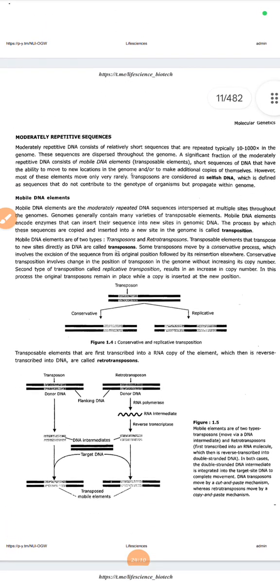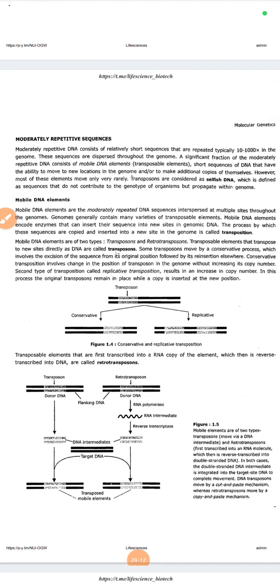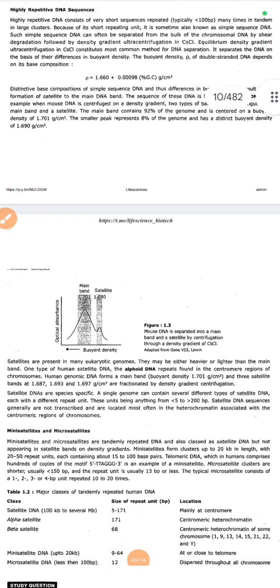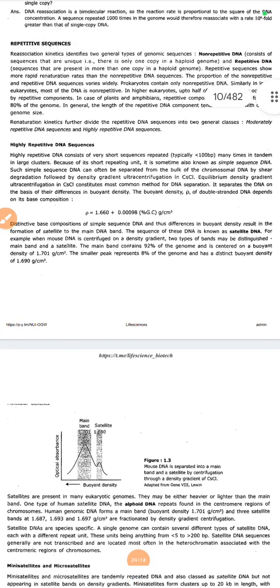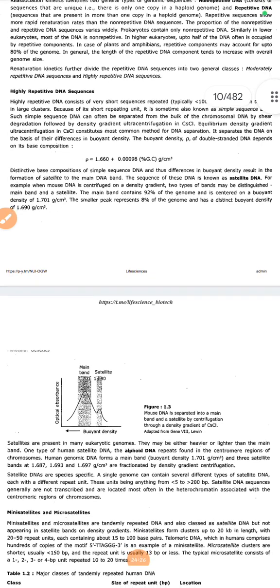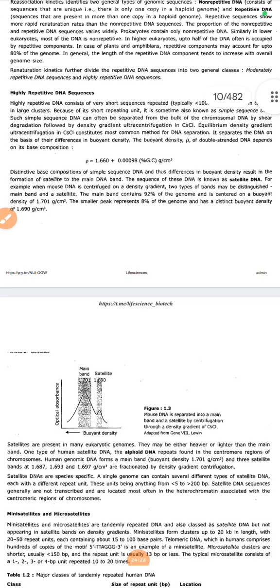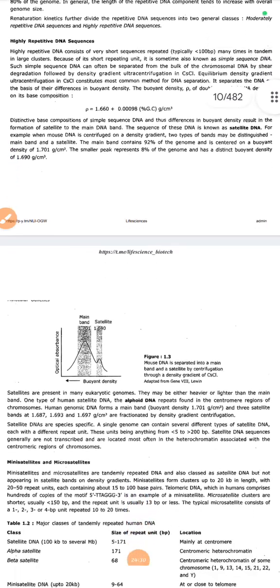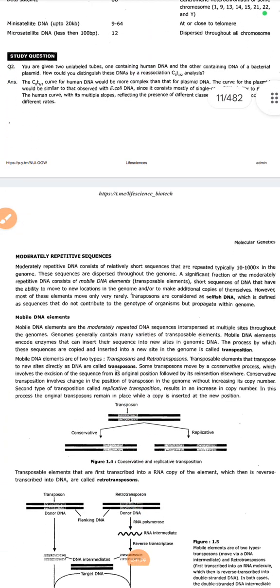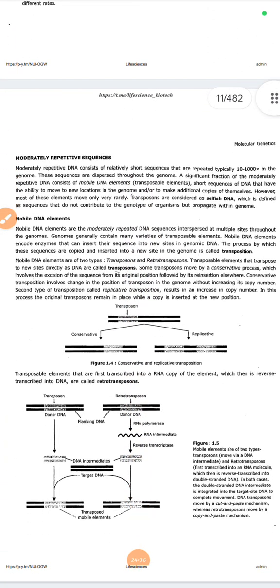So that was highly repetitive. If we revise what we studied in highly repetitive, we studied about satellites. So in repetitive structure, it is moderate or high repetitive. In high repetitive, we studied about satellites. Next is moderately repeated sequences.